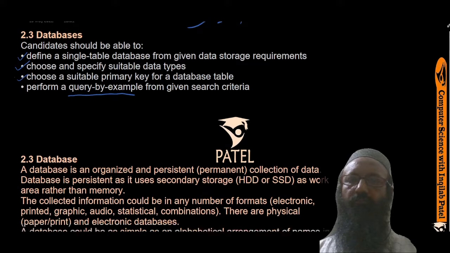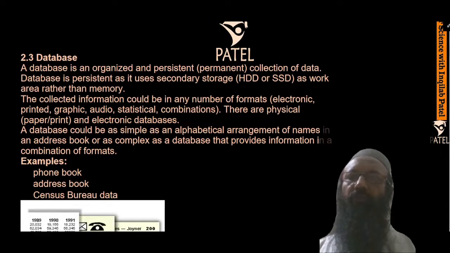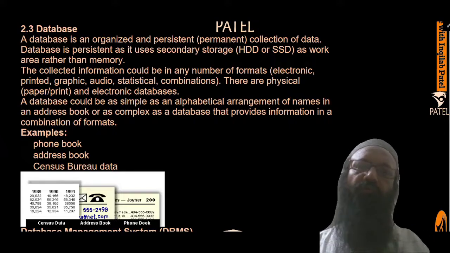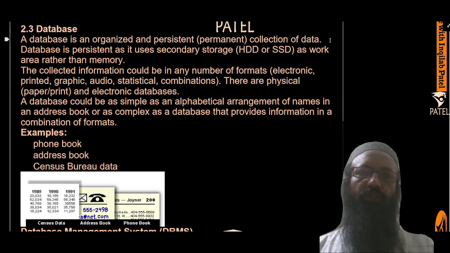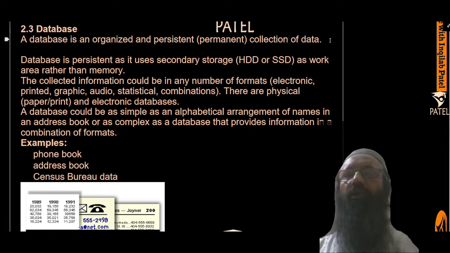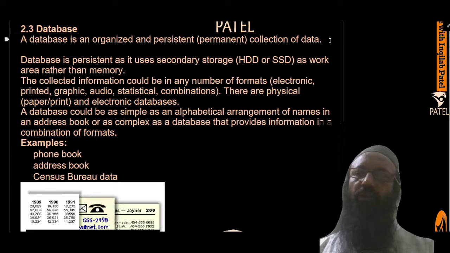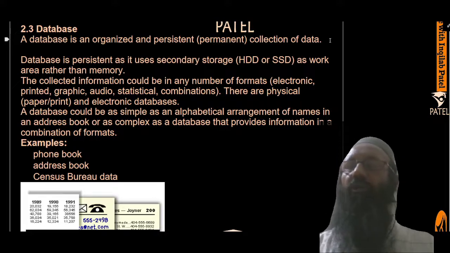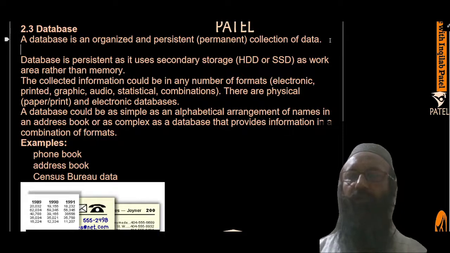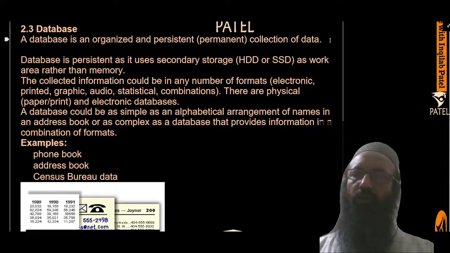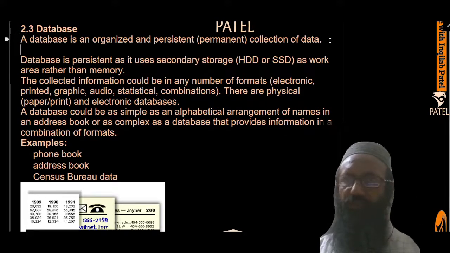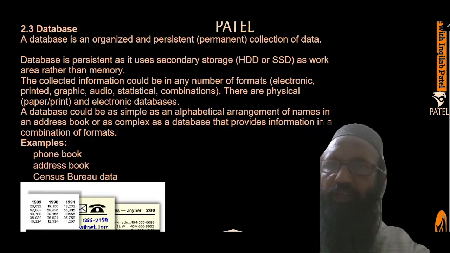Database is basically, if we are asked to define the term database, we say that database is an organized and persistent collection of data. It is known as organized because whenever we store data in a database, it is automatically arranged in an order. For example, in your mobile phones, you have a contact list. Whenever you enter a telephone number and name, you will observe that it is automatically arranged in alphabetical order by name. Right? So we can say that database is an organized collection of data.